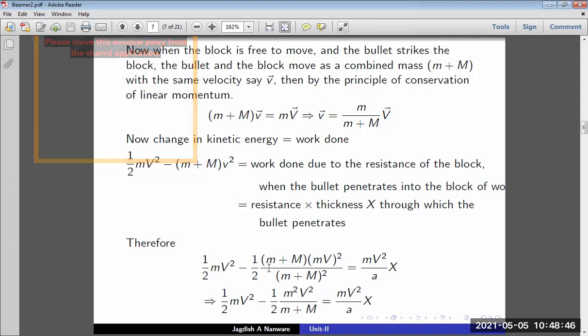Now we can find the resistance, and that resistance is given by this. Again, this is the change in kinetic energy: half into the mass of the combined body, then velocity square, and this is equal to the work done. So what is that? The resistance R we have determined: R is equal to this expression upon a, where a is the thickness of the block.